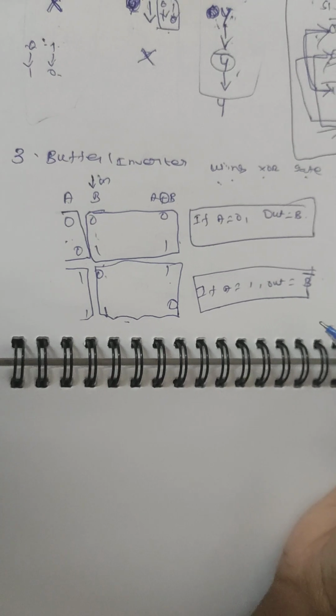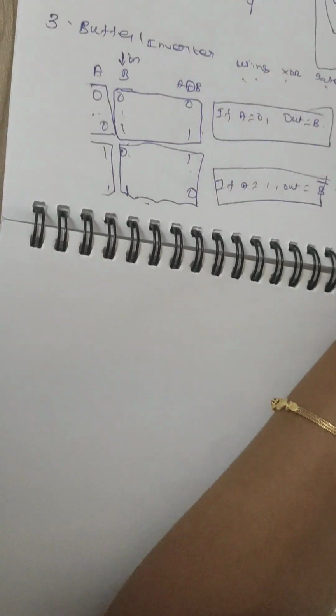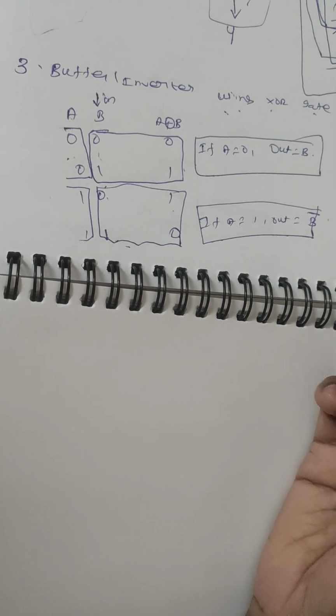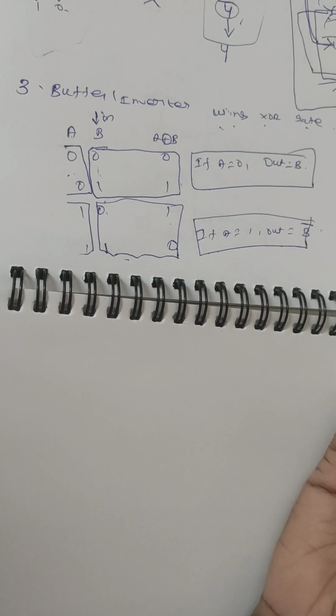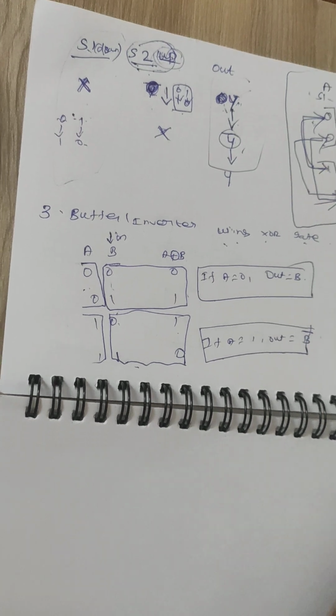Okay, so this is about the XOR gate applications. We discussed three here. If anything is asked, you can just write the truth table, and with that we are able to implement the particular functionality they are asking. Okay, this is about this one. Thank you.